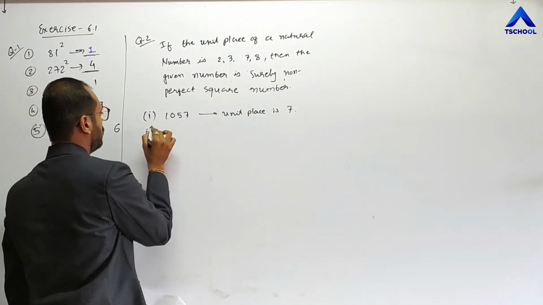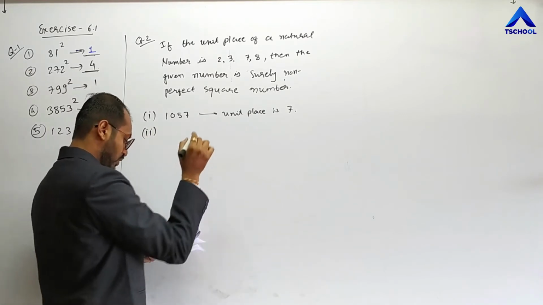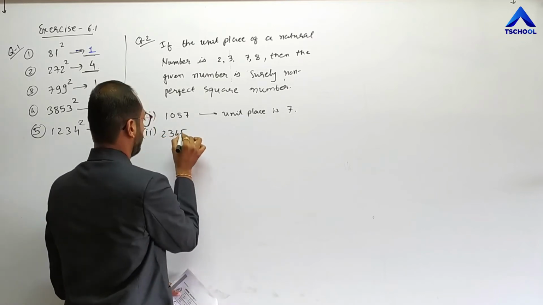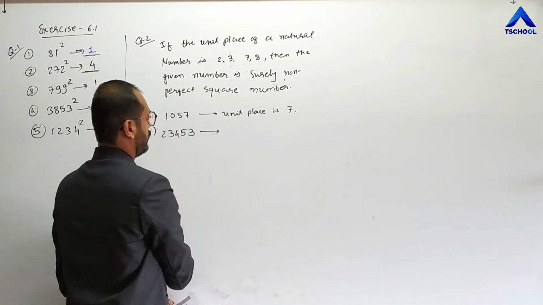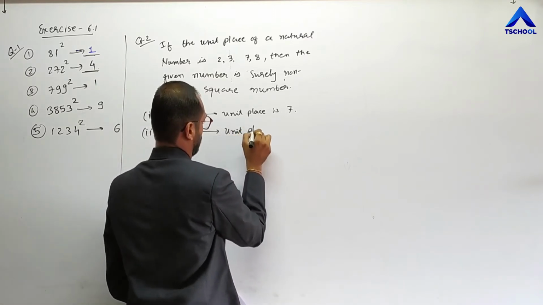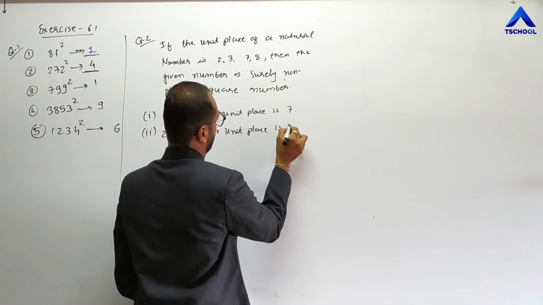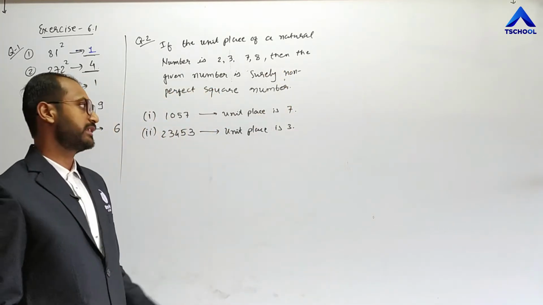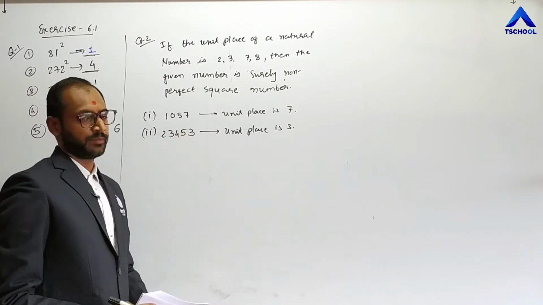Number 2, 2, 3, 4, 5, 3. So the unit place is 3. It is also out of these numbers. So, this is surely a non-perfect square number.